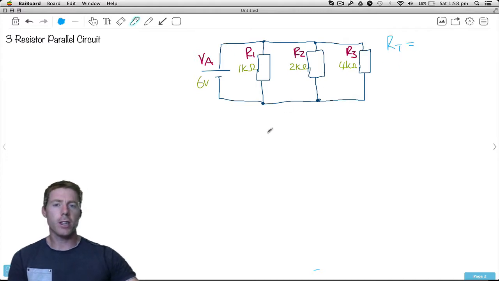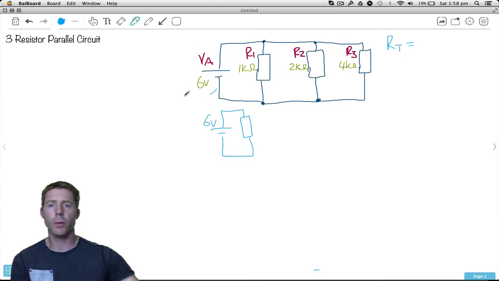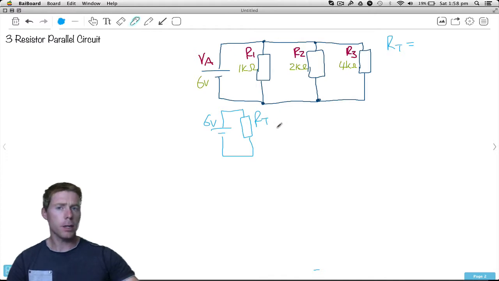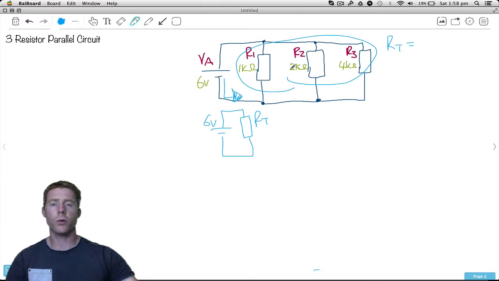So the first thing to find is RT. What I mean by that is if we had one single resistor over here connected to a 6-volt power supply, same as this one, what value would that be to give us exactly the same amount of current as these 3 in parallel?